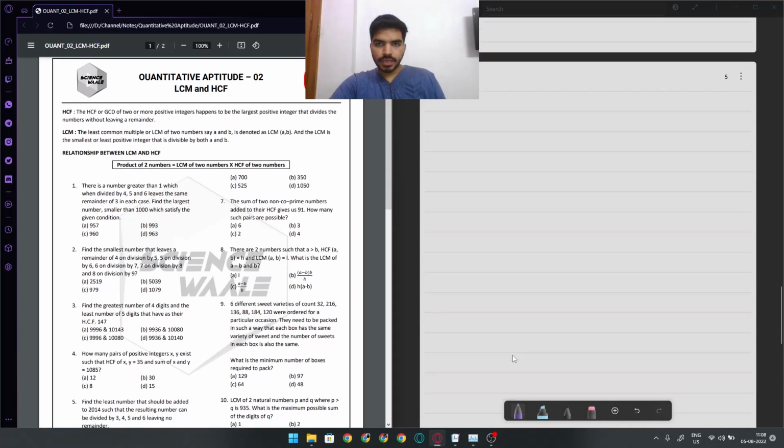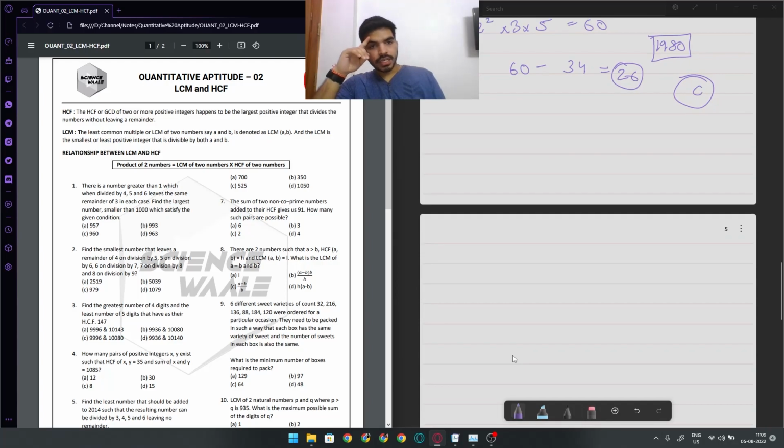Question 7. Here we have the sum of two non-co-prime numbers added to their HCF giving us 91. See, 91 is 7 into 13. So the sum of two non-co-prime numbers. Okay, they are not co-prime. How many such pairs are possible?